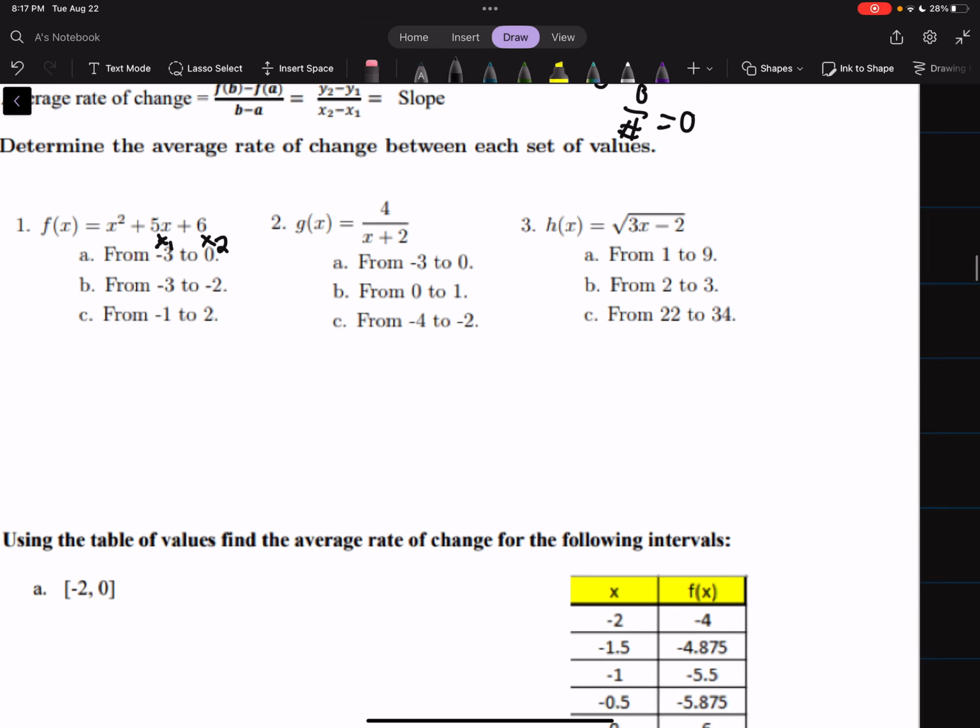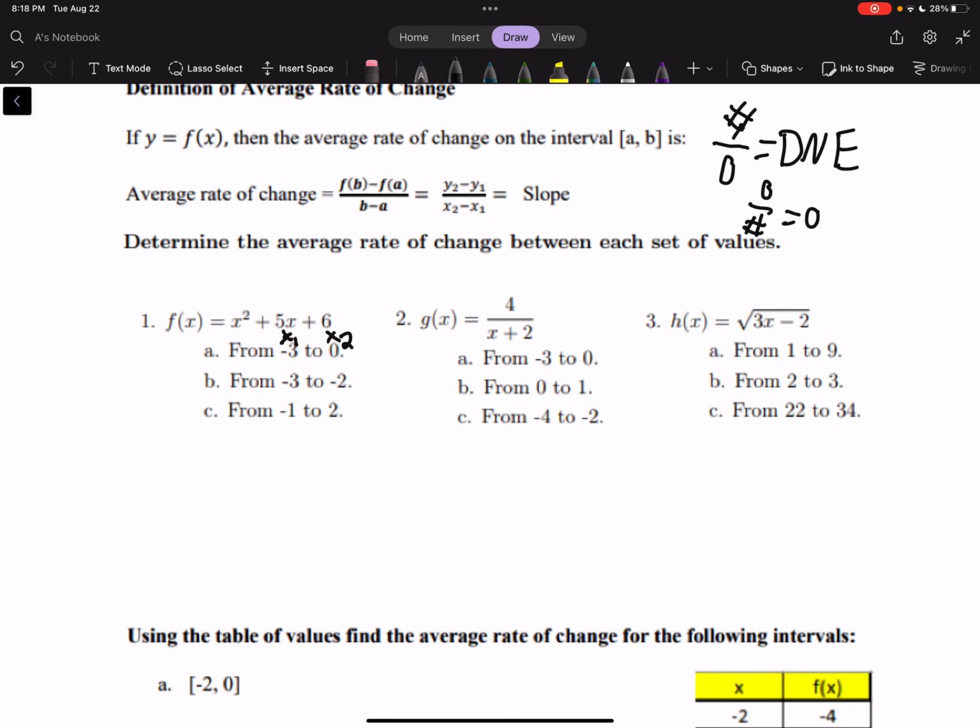So, let's solve for x1 first. Solving using x1, y1 is equal to negative 3 squared plus 5 times negative 3 plus 6. Negative 3 times negative 3 is 9. 5 times negative 3 is negative 15. And we're leaving the 6. 9 plus 6 is 15. Minus 15, this is just 0.